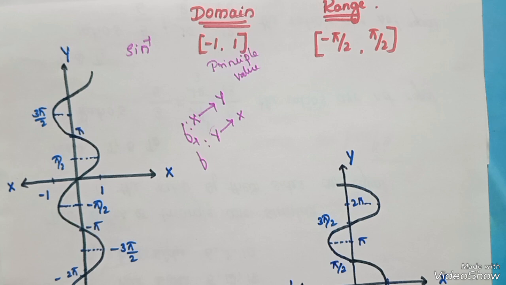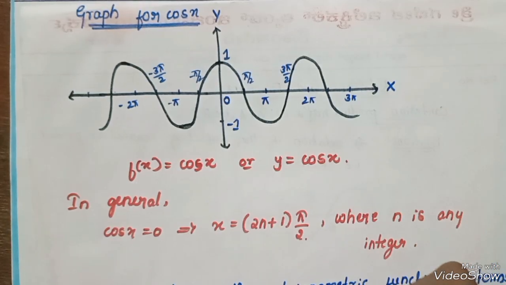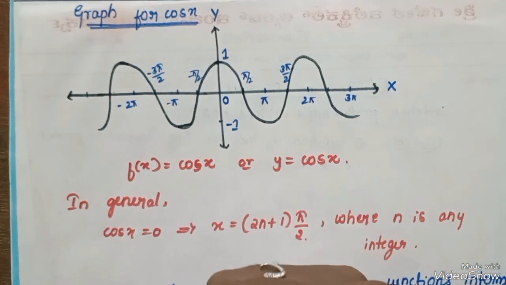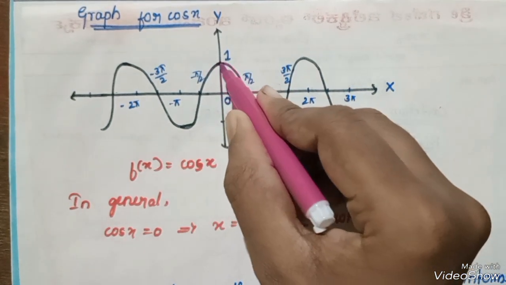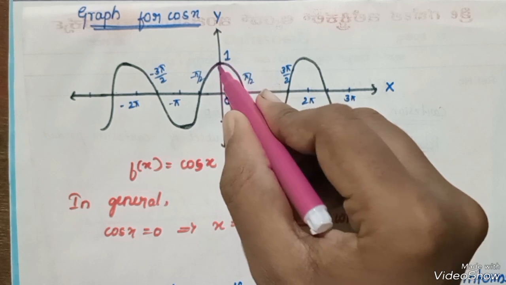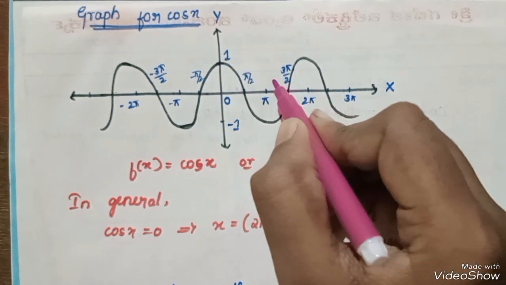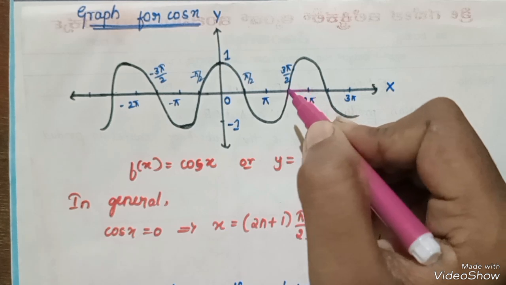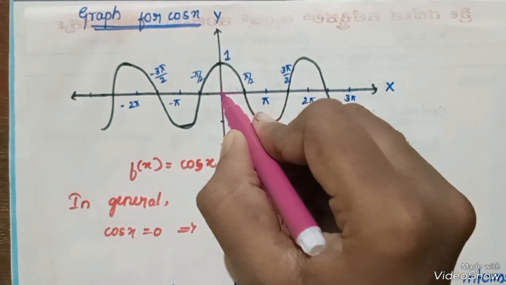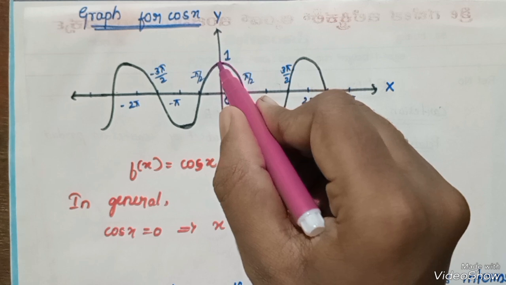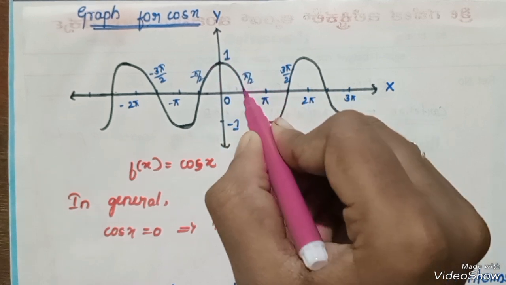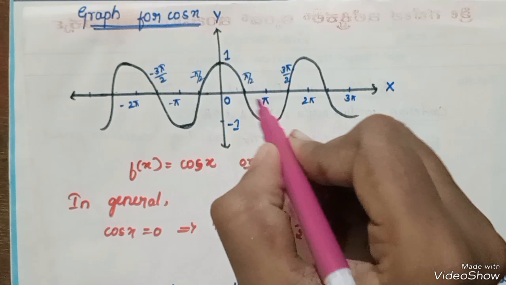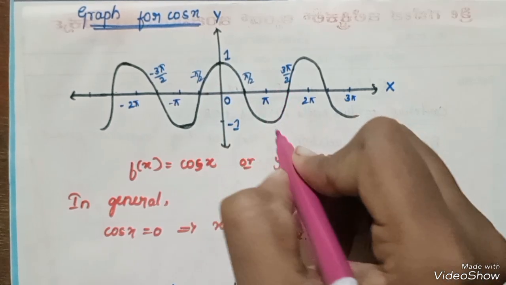Again we discuss the cos x function and its graph. Here the values vary. In the cos x function, the value of cos is 1 at 0 degree, and at 90 degree the cos value becomes 0. At 3 pi by 2, the value also becomes 0.